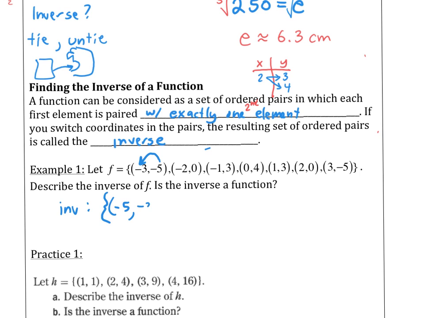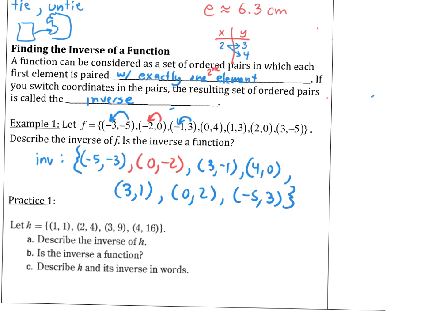-5 outputs a -3. And the 0 should output a -2, like so, etc. So I've done the reverse of each one. The y now becomes my independent variable, and I enter it to go backwards.